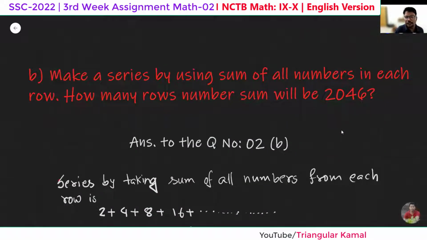Make a series by using the sum of all numbers in each row, and find in how many rows the sum will be 2046. So the first step, we have to draw the series. That means 1st row, 2nd row, 3rd row, 4th row, 5th row. In how many rows will the total sum be 2046? So our requirement is the number of rows.